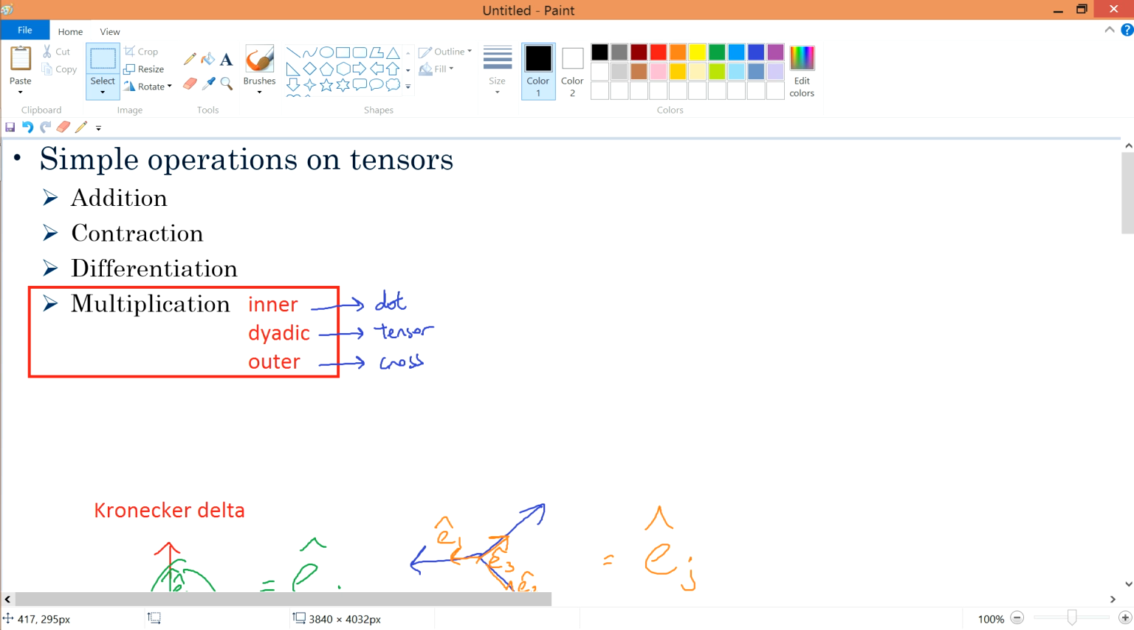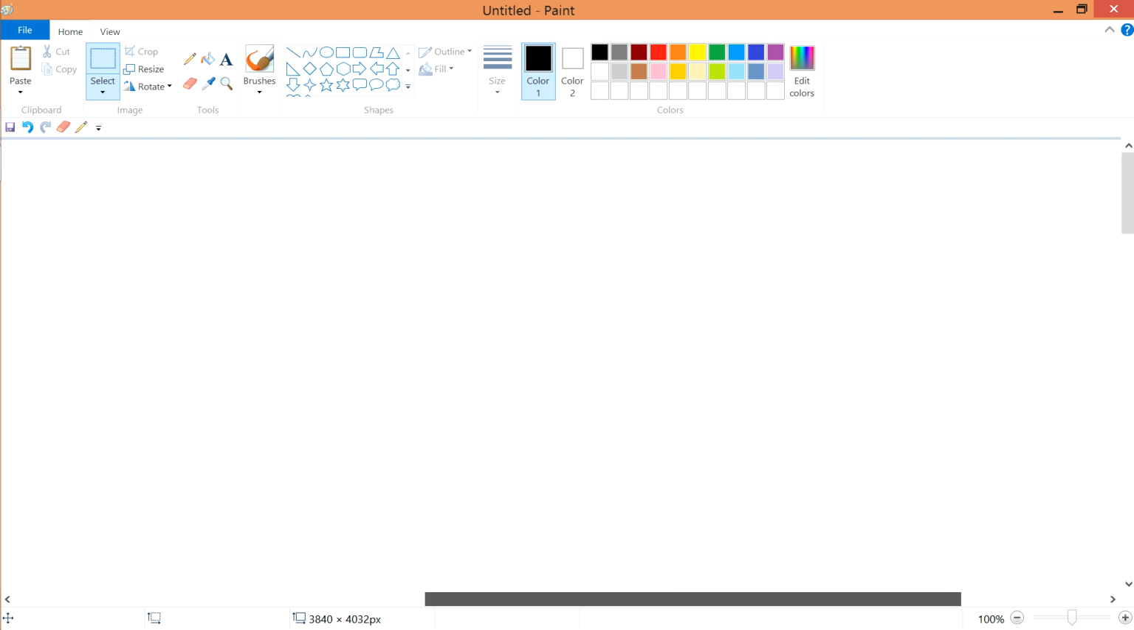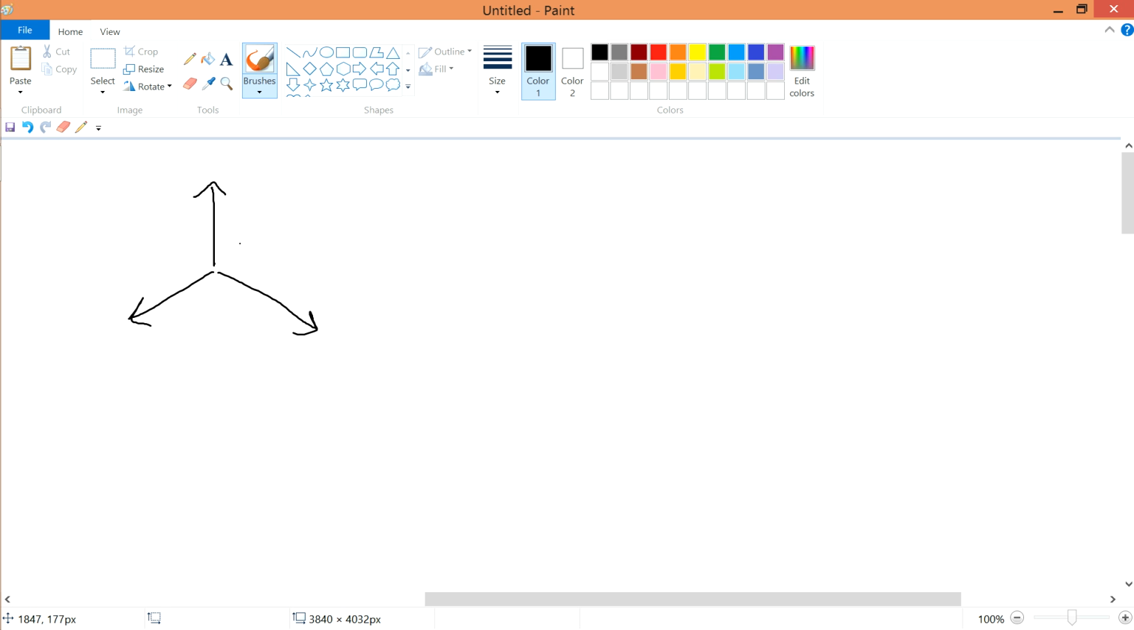In this video, we'll talk about the dyadic product, or tensor product. How do we talk about this? For this, I will just go back to the concept that we have derived previously. This is a directional space. These are the basis vectors E1, E2, E3, with magnitudes of 1. Or you can simply write them as Ei hat, in the i space.